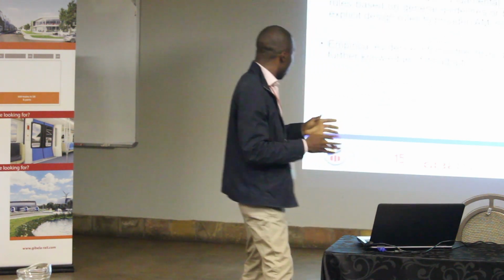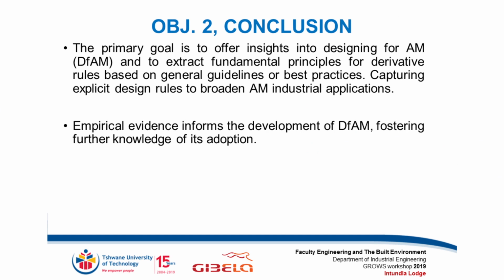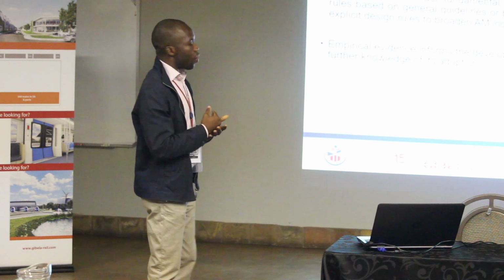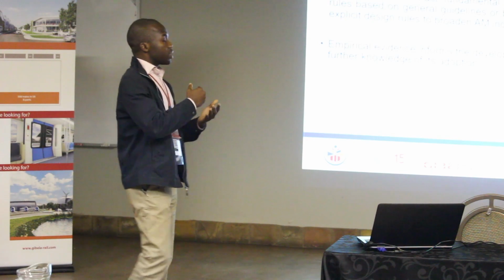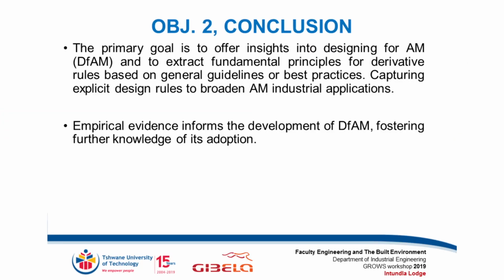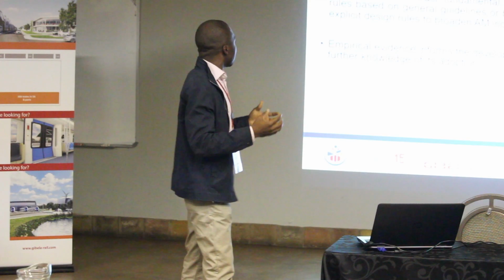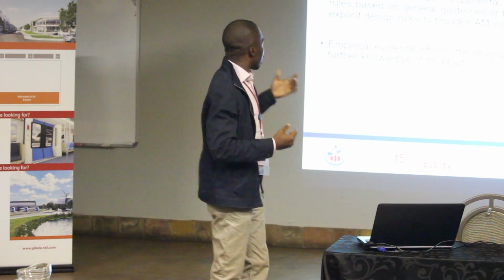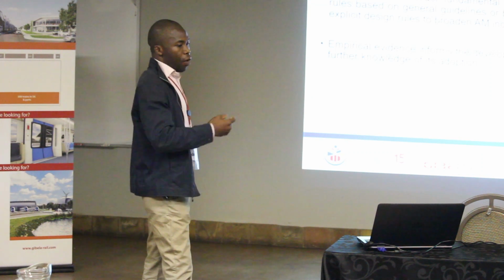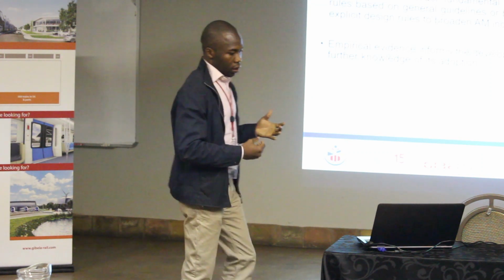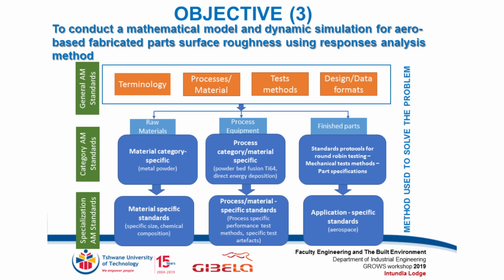The conclusion for objective number 2: the goal is to determine what is called design for additive manufacturing. When it comes to conventional manufacturing, there's what we call designing for conventional manufacturing. Here I looked into design for additive manufacturing in order to extract the guiding principles and the rules that can ensure quality production. Going further, empirical evidence can inform whether this can actually be useful.